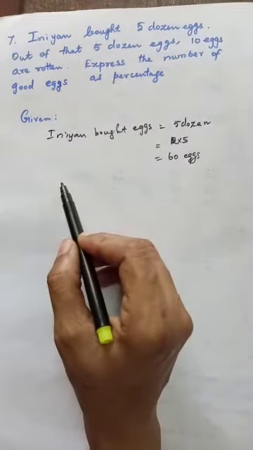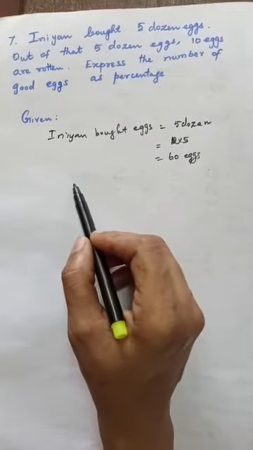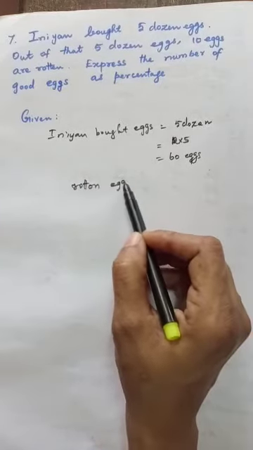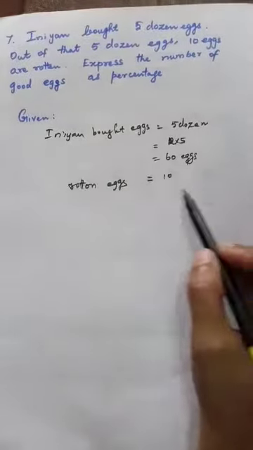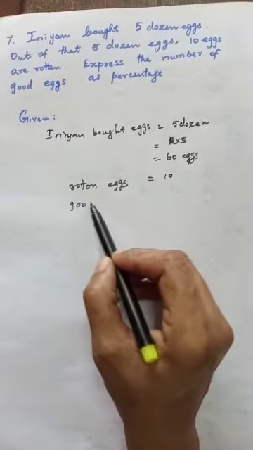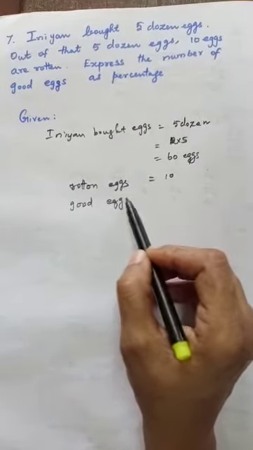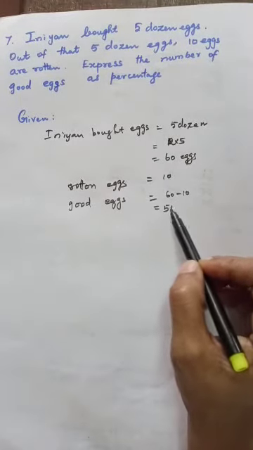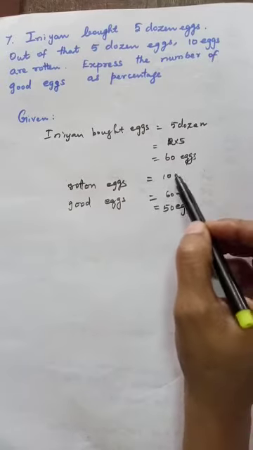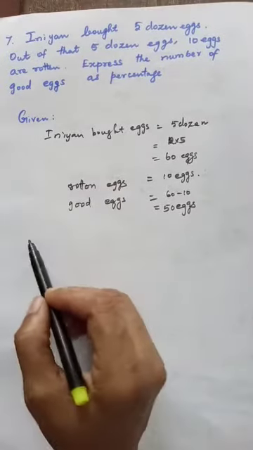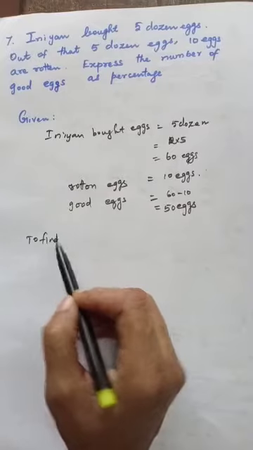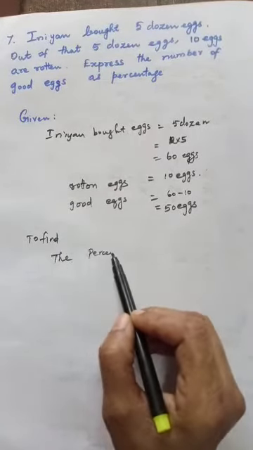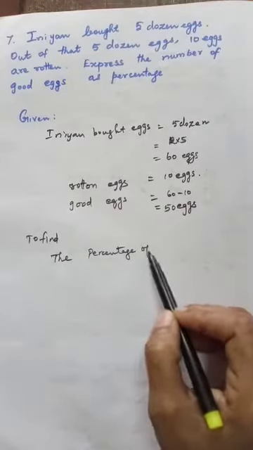Out of that, rotten eggs is equal to 10. So good eggs is equal to 60 minus 10 is equal to 50 eggs are good eggs, isn't it? Okay, now what you have to find? To find the percentage of good eggs.